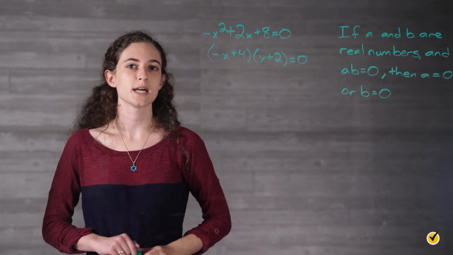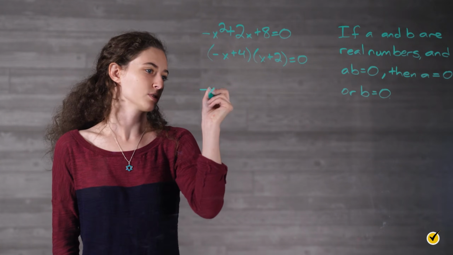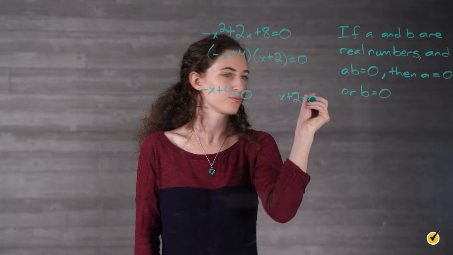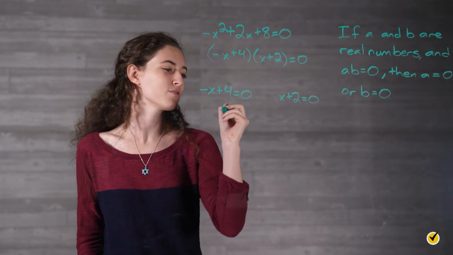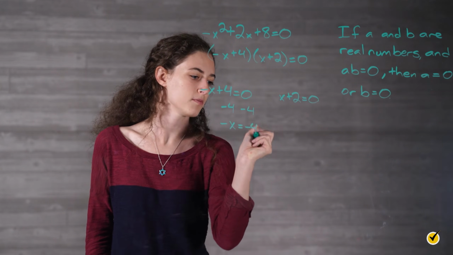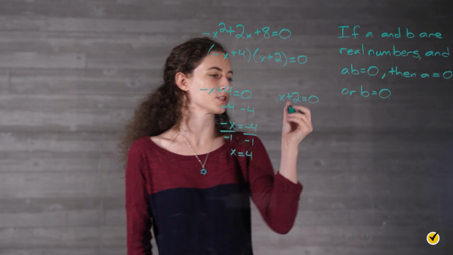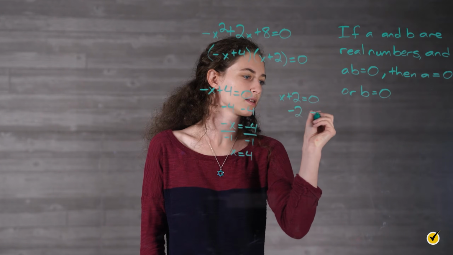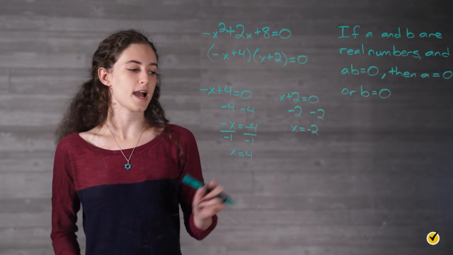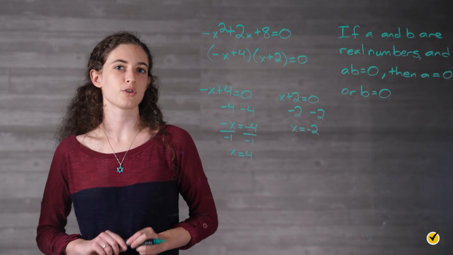Back to our equation. Negative x plus 4 times x plus 2 equals 0 means that negative x plus 4 equals 0 or x plus 2 equals 0. So we solve both. We're going to subtract 4 from both sides, which gives us negative x equals negative 4, and then divide by negative 1. We get x equals 4. For this equation, we subtract 2 from both sides, and we're left with x equals negative 2. So our zeros are x equals 4 and x equals negative 2. These match what we found on our graph.